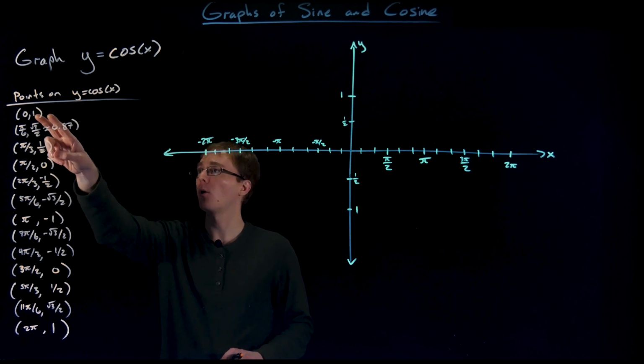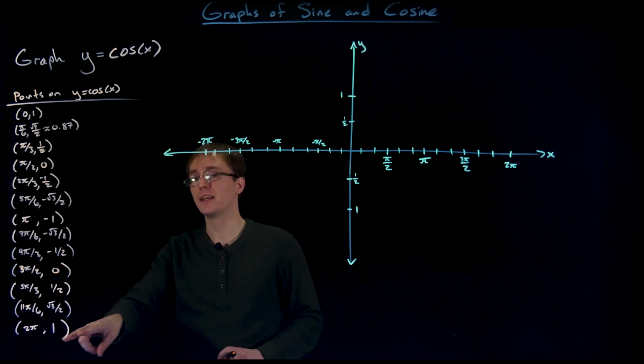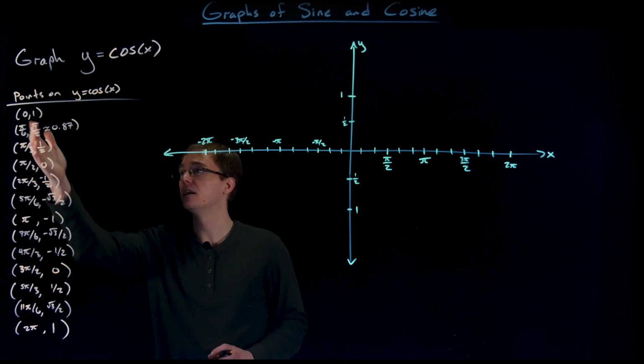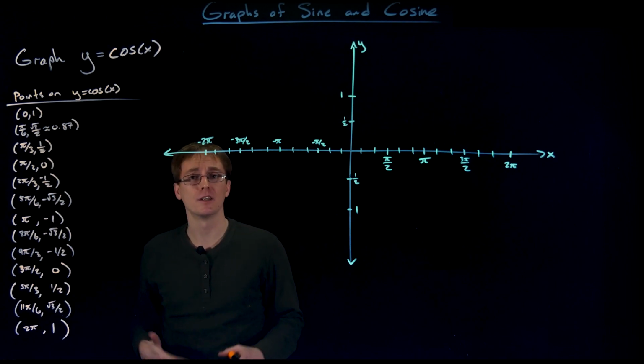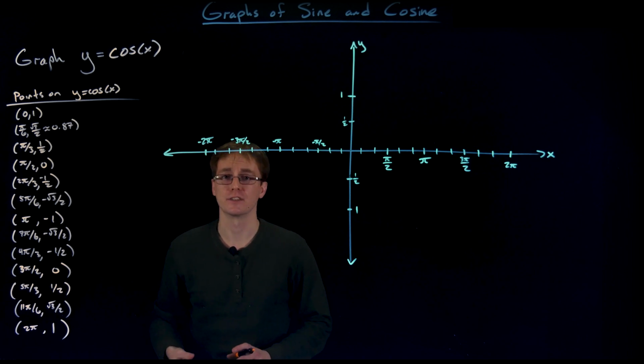We can notice that we're going through the exact same outputs as we did for our sine function, just with different inputs. So the shape should look pretty similar.